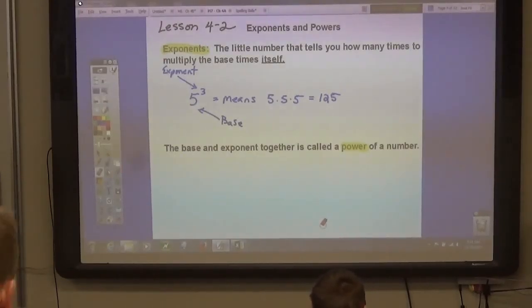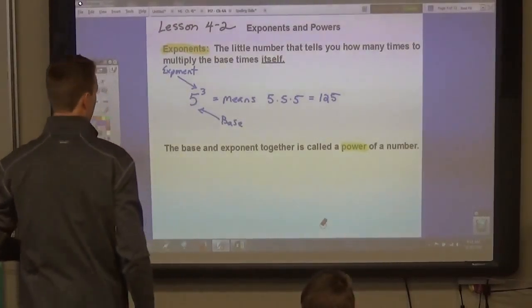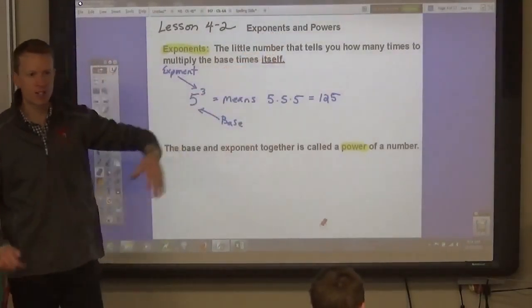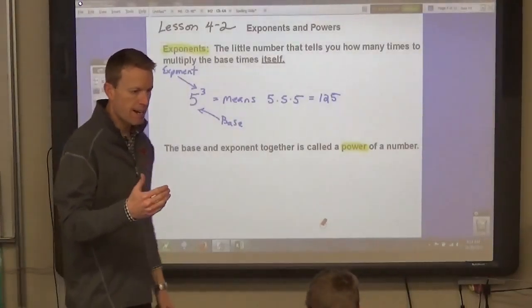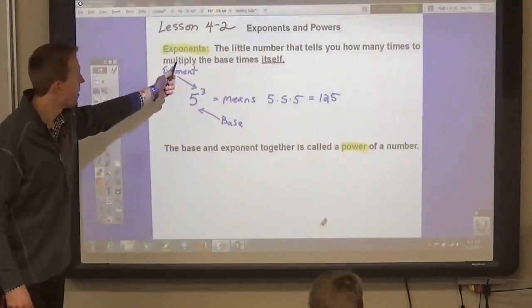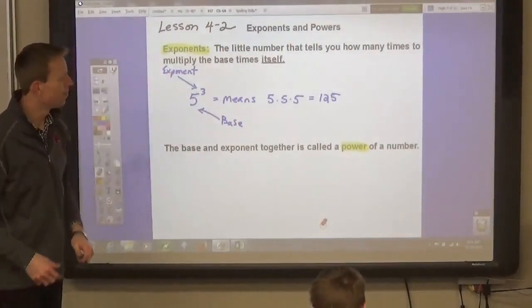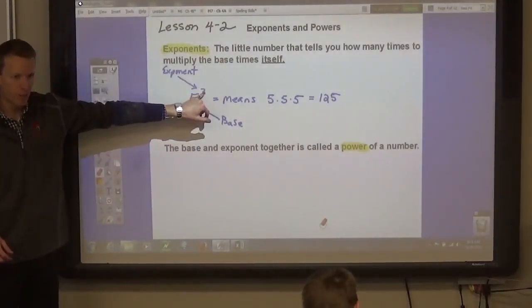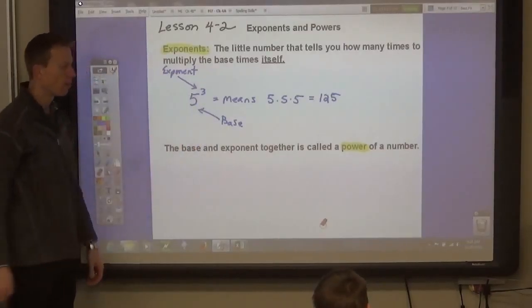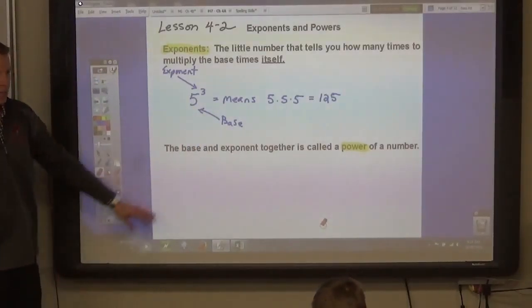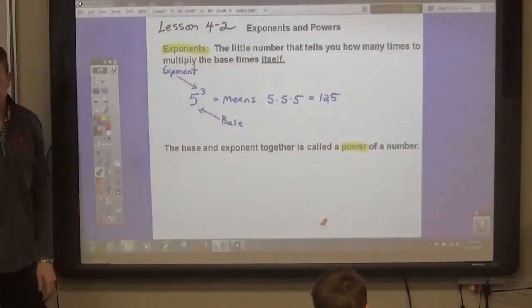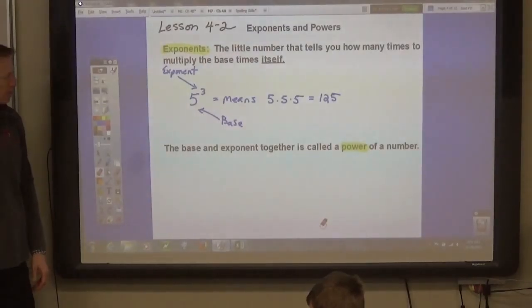Cover lesson 4.2 and exponents. Exponents and powers. Powers of numbers, meaning the number of times that the base is multiplied by itself. The base is the big number, and the exponent is the little number, and together they're called a power. So 5 to the third power means 5 times 5 times 5. That's all review from past years.